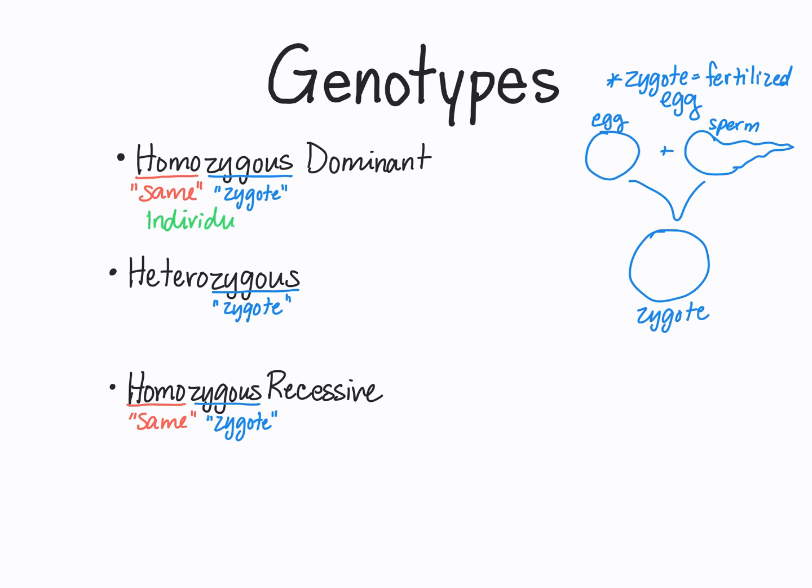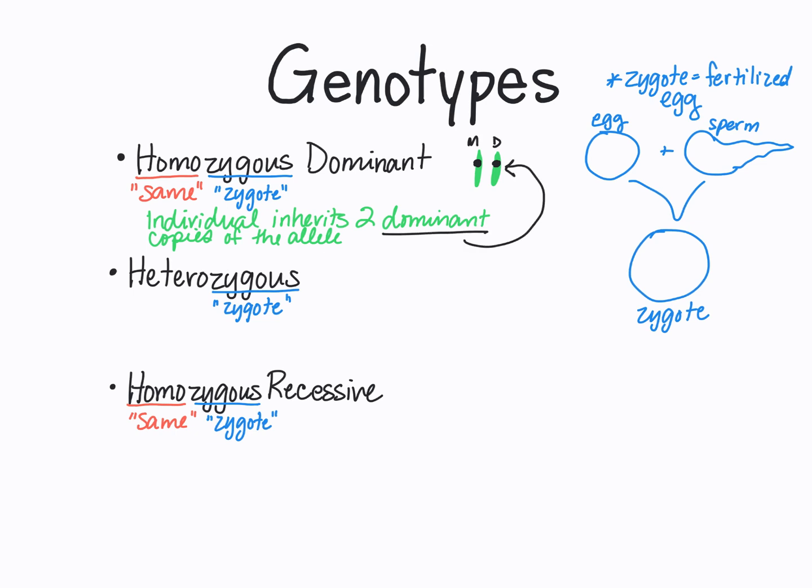So the individual inherits two dominant copies of the allele. And what this means is that mom had a dominant copy, dad had a dominant copy, and when those homologous chromosomes lined up, both of the alleles ended up being dominant. So if we were to draw a pair of homologous chromosomes here, where one came from mom and one came from dad, and we have our two alleles for the trait, both of these alleles would be dominant.